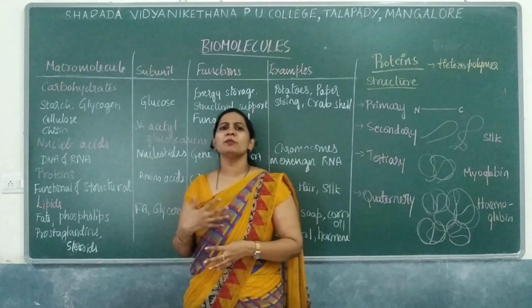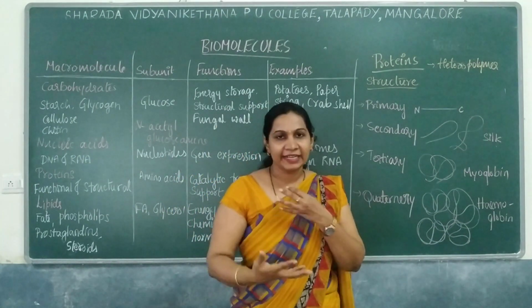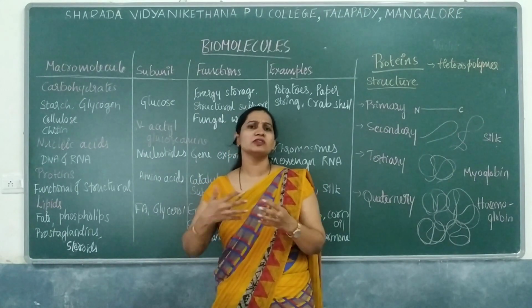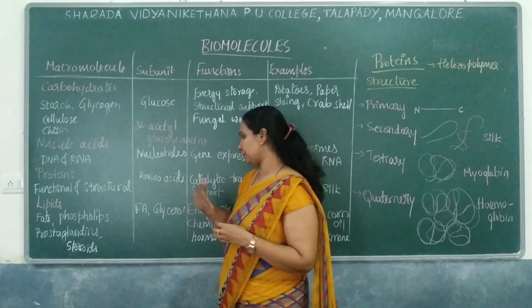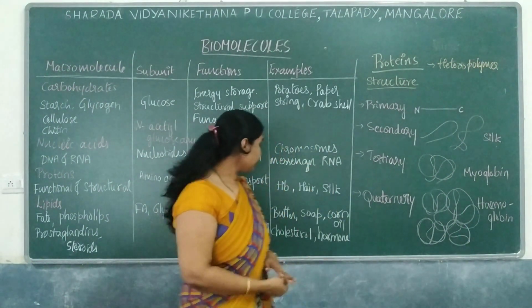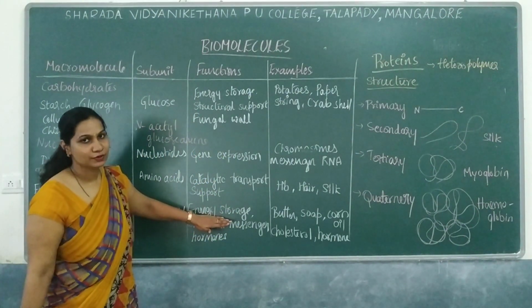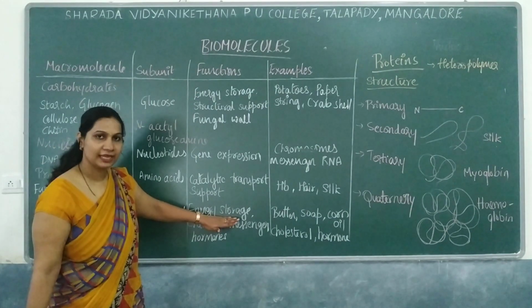They are mainly made up of fatty acids, glycerol, 5 carbon compounds, 4 carbon compounds. So there are different kinds of lipids. So here, what is the function of lipids? That is mainly helps in the energy storage. Lipids will help in the energy storage.